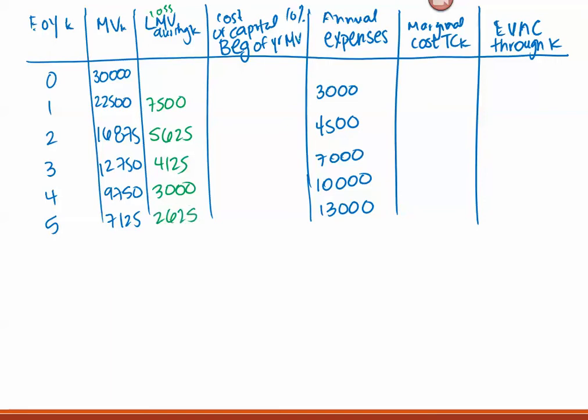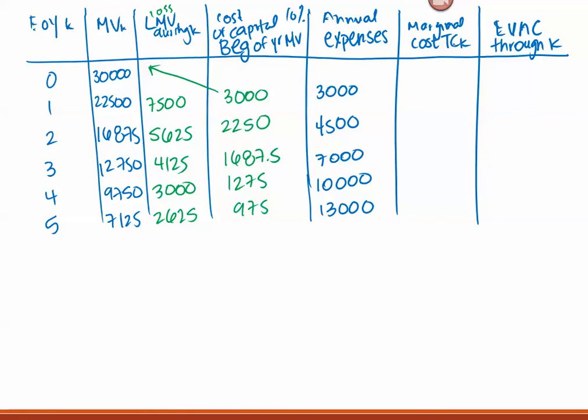Cost of capital at the beginning of the year market value. This is the percentage that I lost by not having invested my money, but it's going to be from the previous period. So this is 10% of 30,000 is 3,000. 10% of 22,500 is 2,250, so on and so forth. So 1,687.5, 1,275, and 975. Okay, and we don't put anything down here.